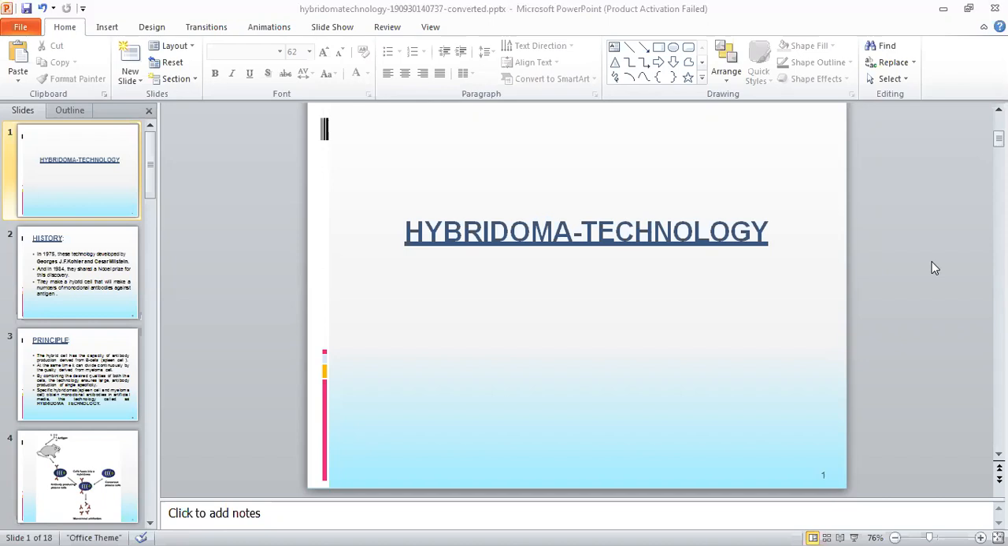So hybridoma is the fusion of two cells, the plasma cell and the myeloma cell, and it produces a hybrid cell. It has both properties: the first is the production of antibody, and the second is the immortal property.